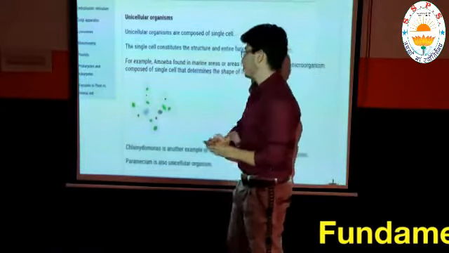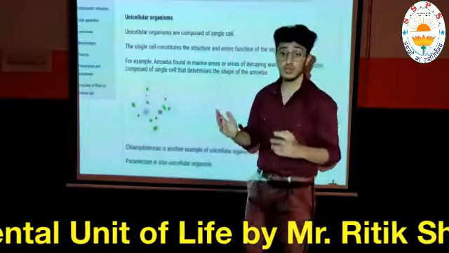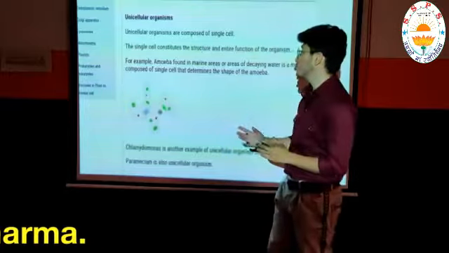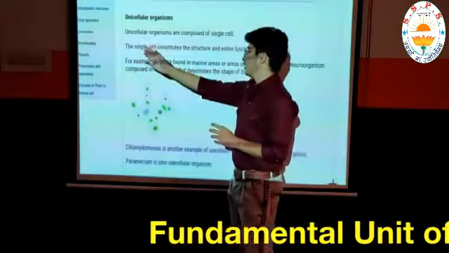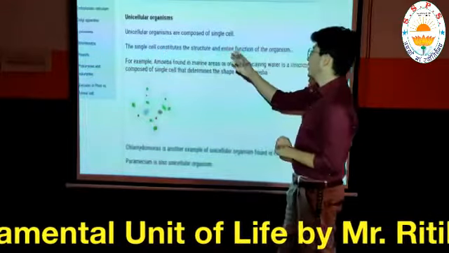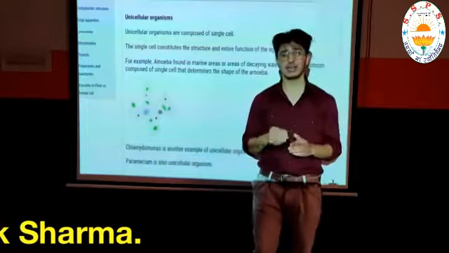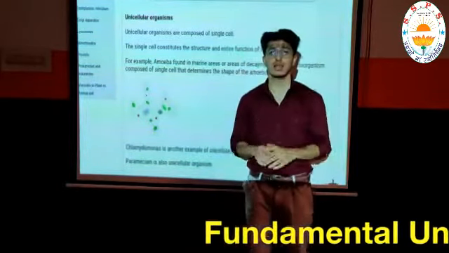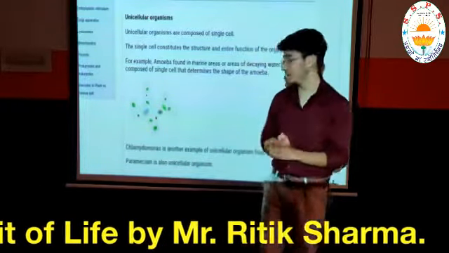Unicellular organisms. What are unicellular organisms? Unicellular organisms are those organisms that are composed of a single cell. They only have a single cell in their body. The single cell constitutes the structure and entire function of the organism. So all the functions of the body are fully dependent on that single cell. Only one cell performs all the functions of the body.